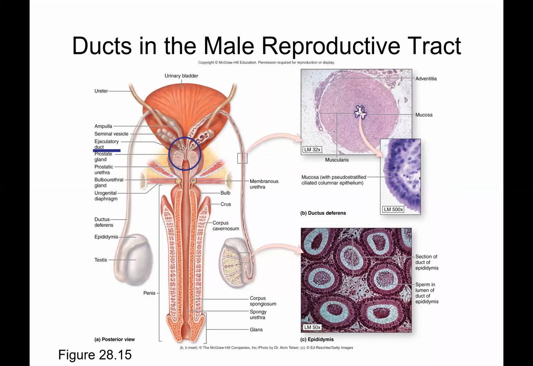From this one, just from an anatomy perspective, I'd like for you to know the testes, the epididymis, the ductus deferens, the seminal vesicle, urinary bladder, the prostate gland, and the urethra. There are two parts to the urethra: the prostatic urethra, and then the urethra.